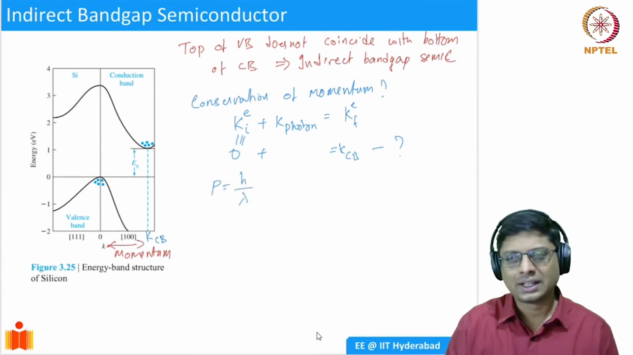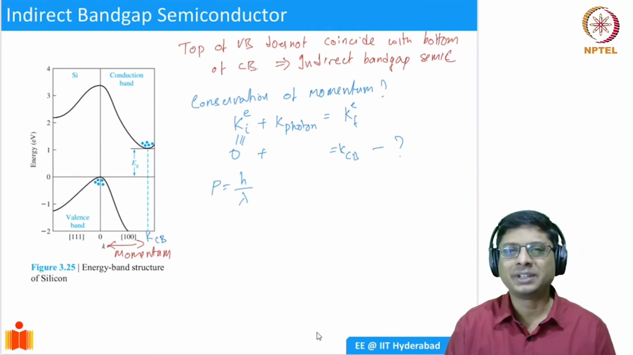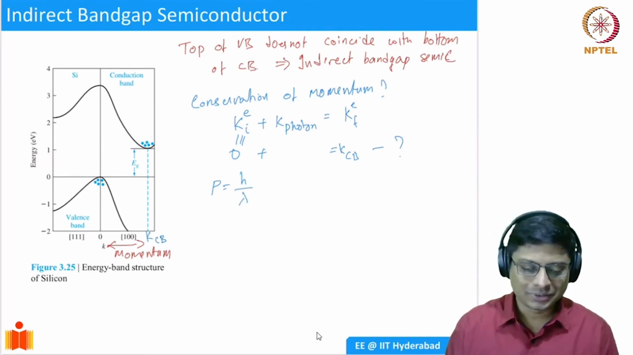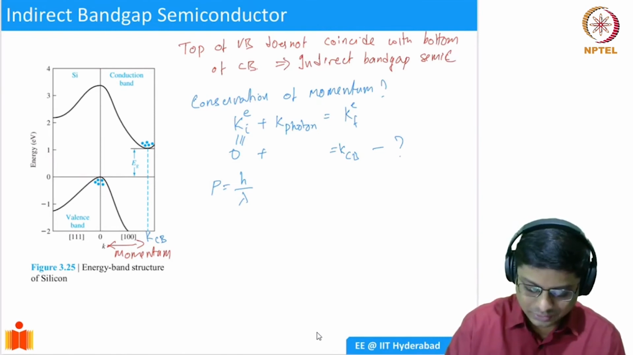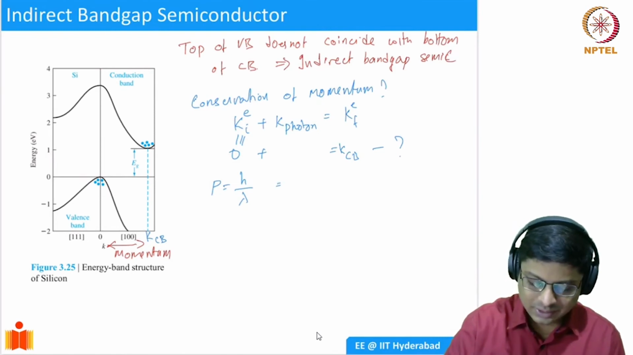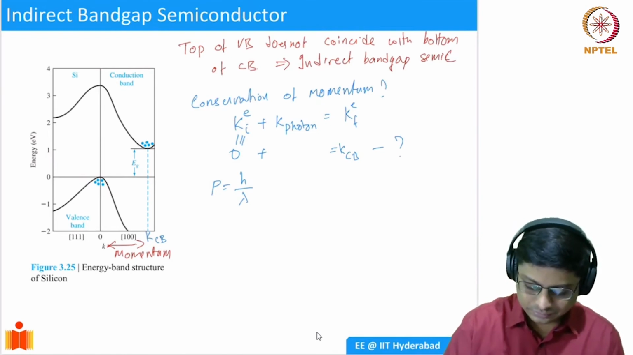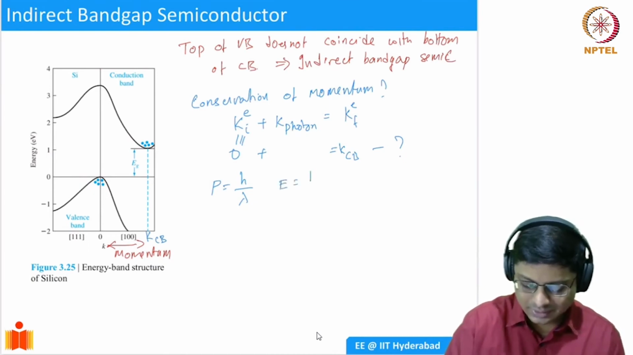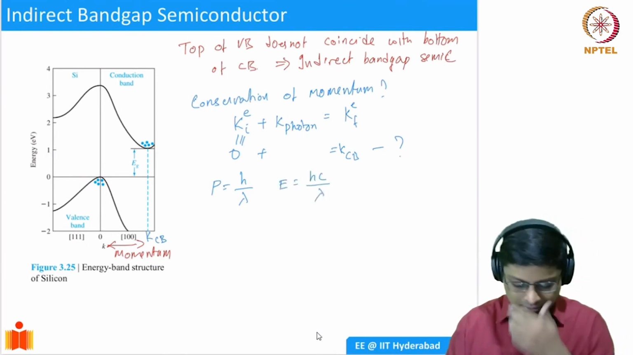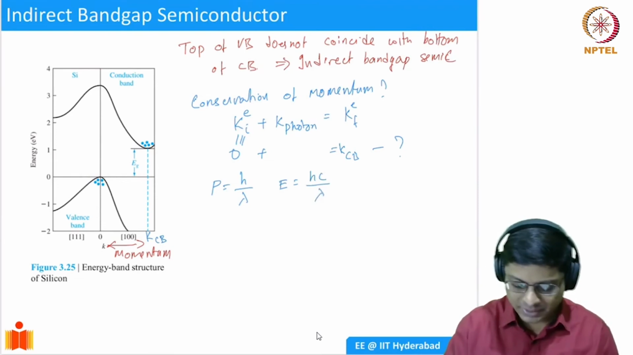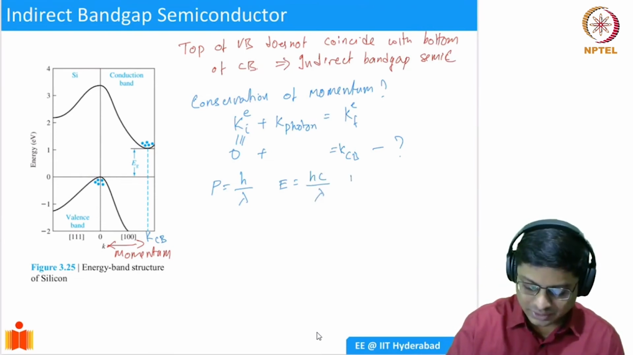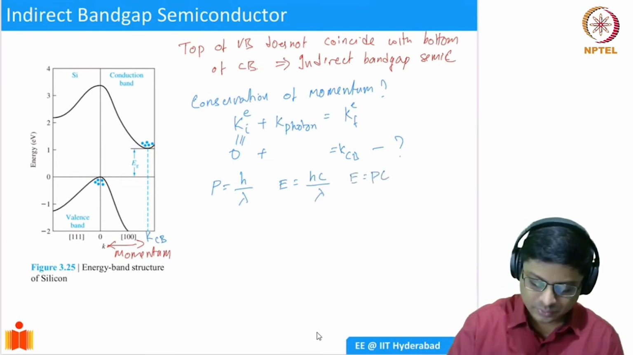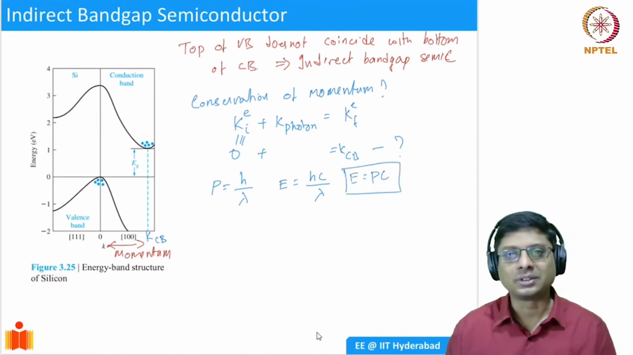Lambda is a little bit inconvenient for us when we deal with semiconductors, so we will write it in terms of energies. We know that energy is hc by lambda, and because of that, you can substitute P here. So basically, this will lead to E equal to Pc. This is the momentum of a photon.